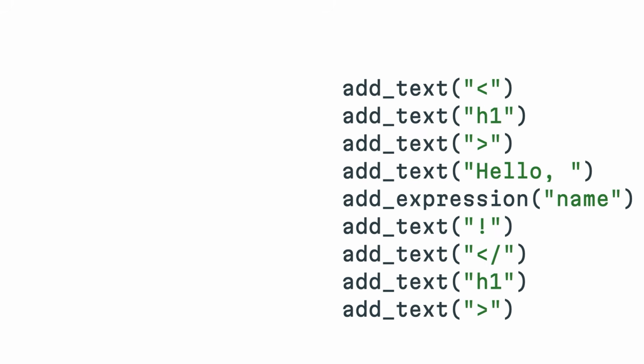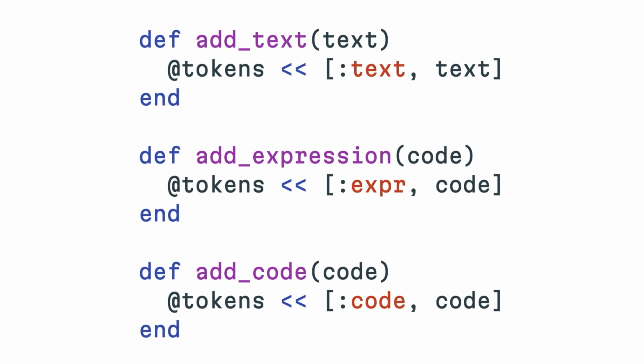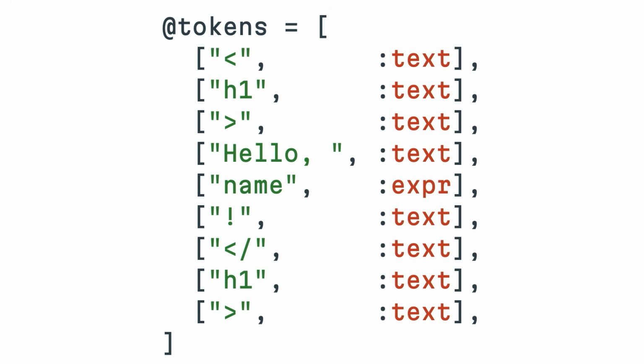And if you compare this to what eRuby does, it's not quite the same. It's more verbose, right? But if you change what add text and add expression do under the hood, if you collect them in an array first and collect all of those, we get something like this, where you have the tokens and the type that they have inside of them.